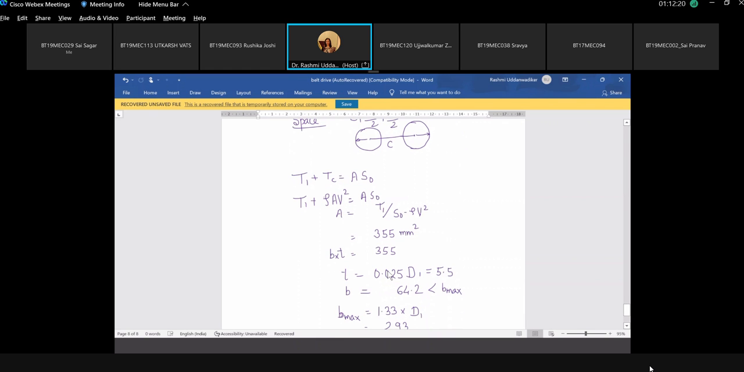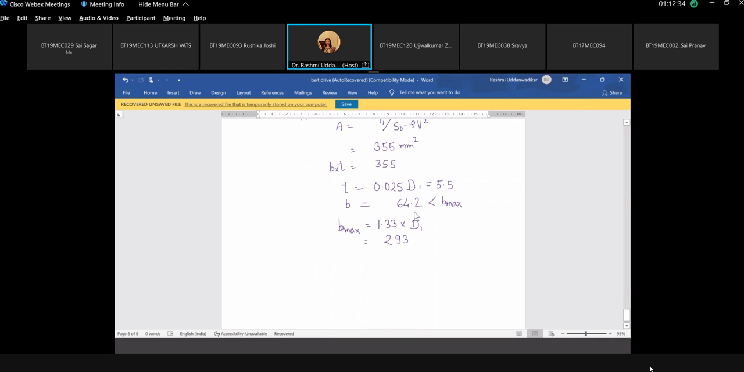The value of T is limited to 0.02 times D to 0.03 times D. With our value in this range, we got the value of thickness as 5.5 mm and width of the belt as 64 mm, which is less than B max. So this is the cross-section of the belt that we have taken, 5.5 by 64 mm width. Chrome tanned leather belt. We'll design the pulley and the remaining factors in the next class.